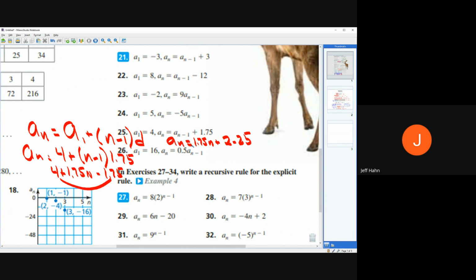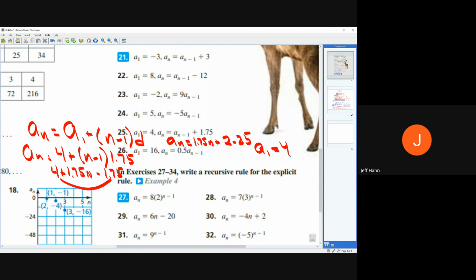And then again, remember when you give the recursive one, you have to give the first term. A sub 1 is 4. You have to state that. Otherwise, we don't know where our starting point is. Did that make any sense? It gets a little goofy. I will give you that.